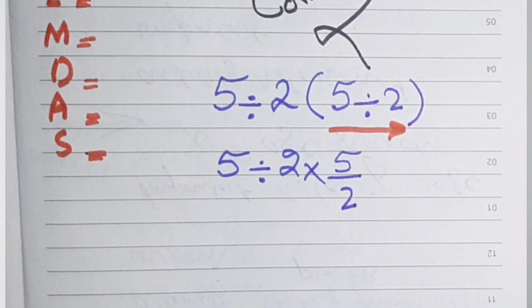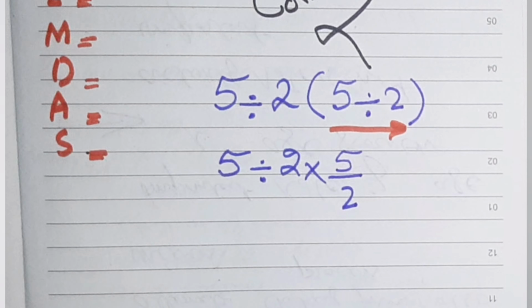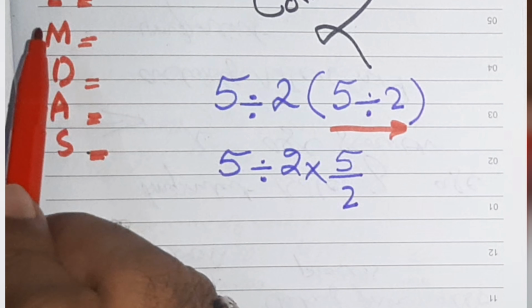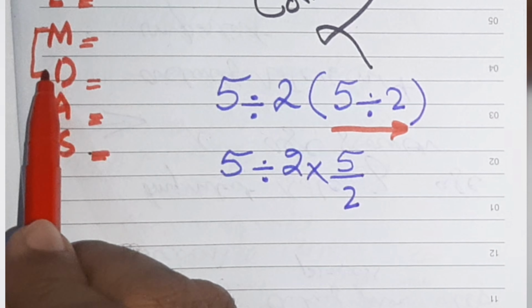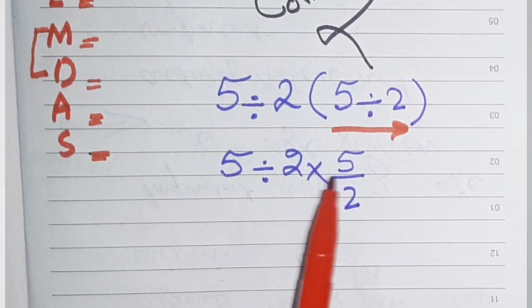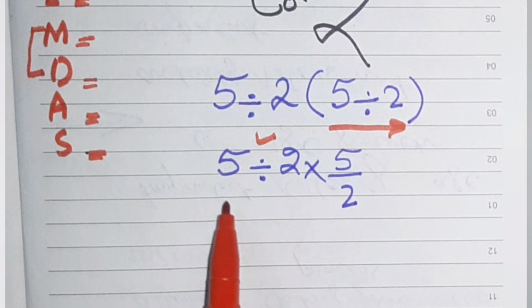Now, we have one division and one multiplication. As I said, multiplication and division have equal priority and we have to work from left to right. So here first we have to do this division, then multiplication.